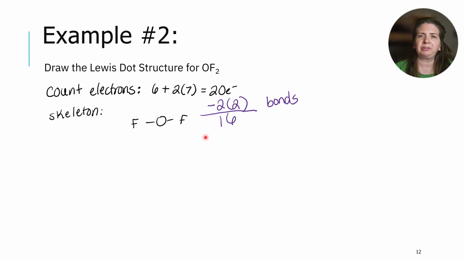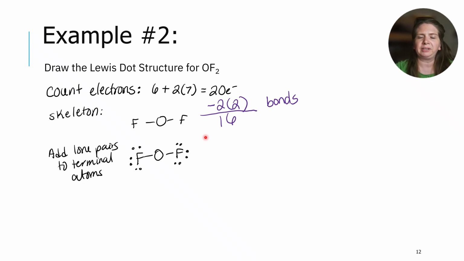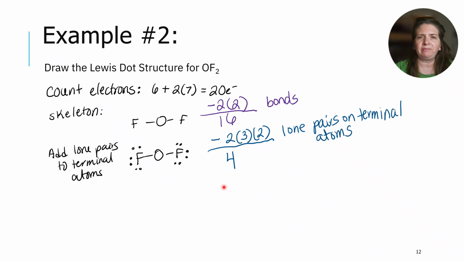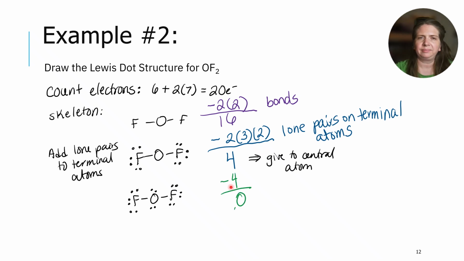Now distribute the remaining electrons to the terminal atoms. Each fluorine needs 3 lone pairs to complete its octet. Adding 3 lone pairs to each fluorine uses 12 more electrons. Now we have 4 electrons left. Place those 4 electrons on the center oxygen atom as 2 lone pairs. Now, all 20 electrons have been used.